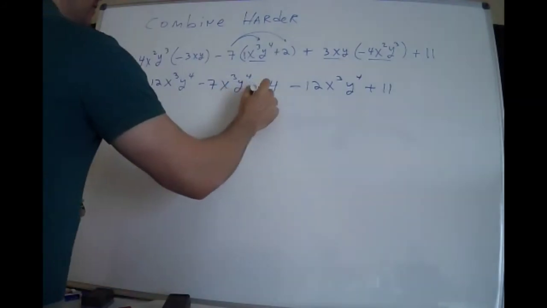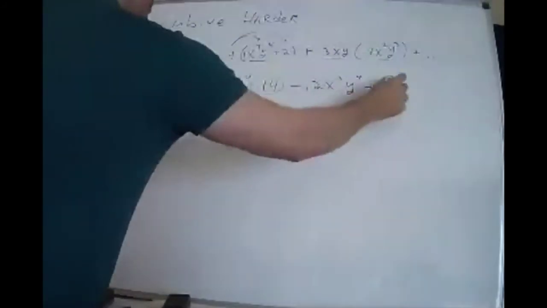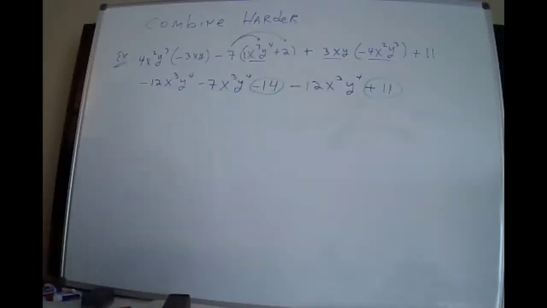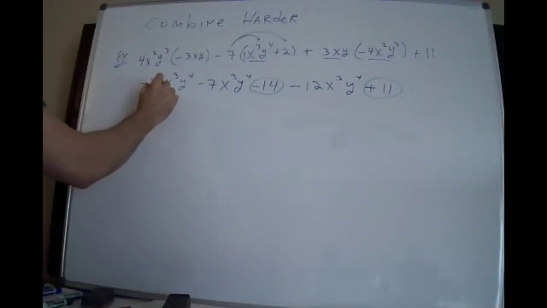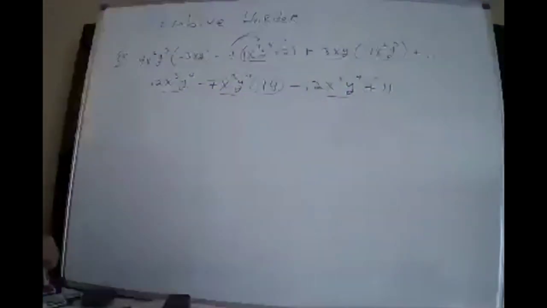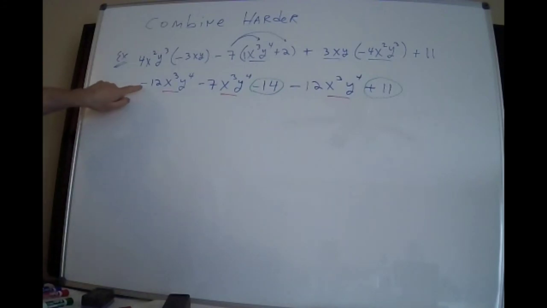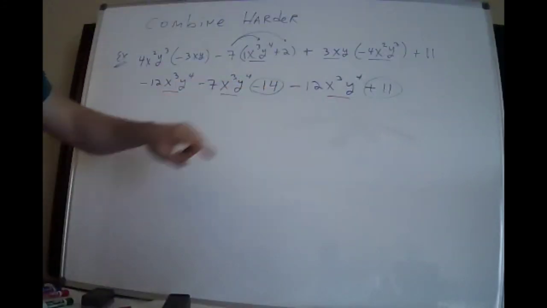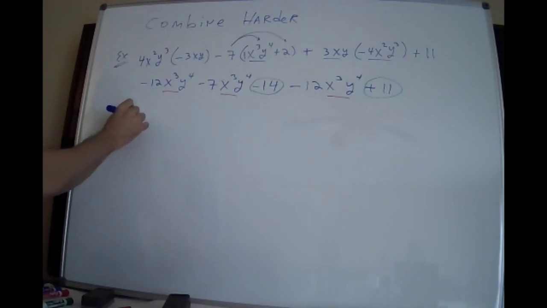Now, the cool thing is I have the numbers. But if you look, they're all x3, y4, x3, y4, x3, y4, x3, y4. So they're all the same creature. So I can just combine them all. Now you gotta be careful. I have a negative 12, a negative 7, and a negative 12. They all have the same sign. So you add them together.